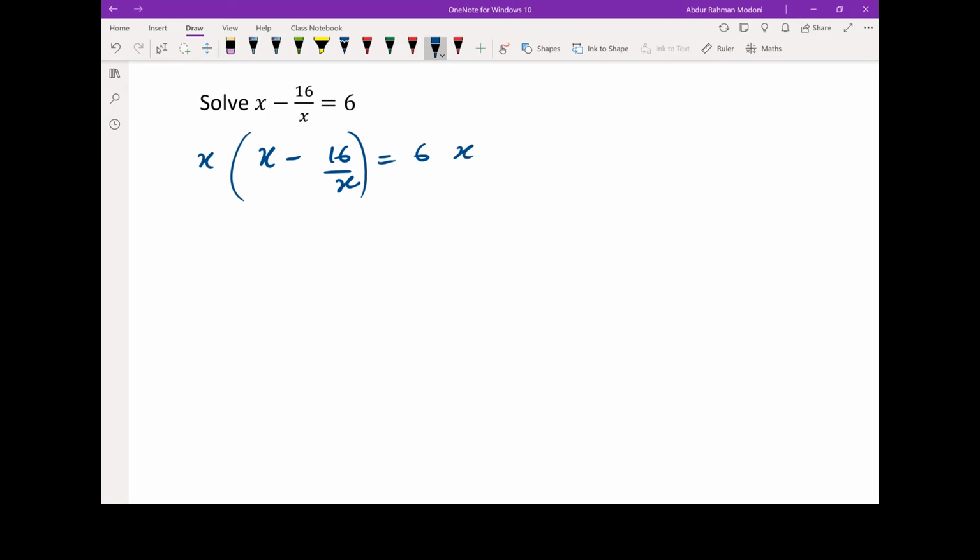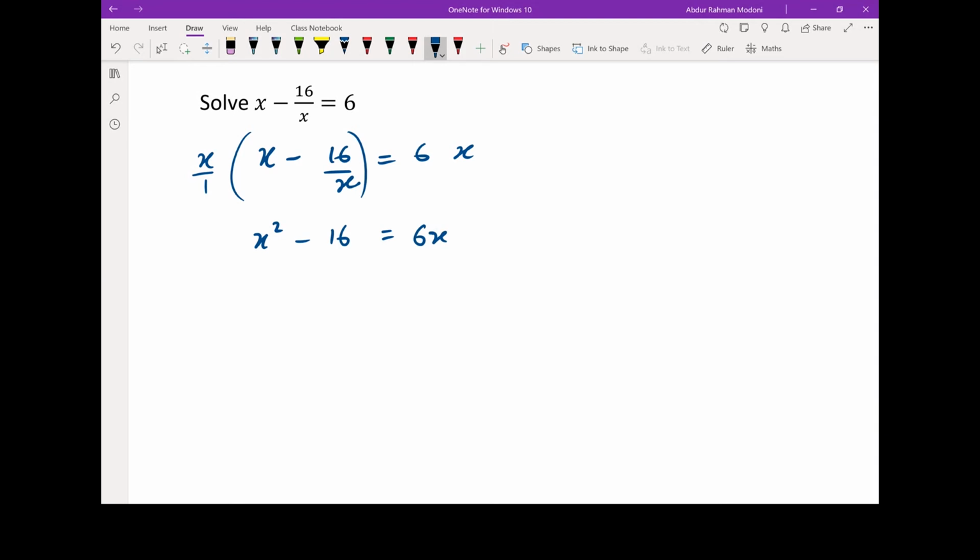So all of the left-hand side I'm going to multiply by x, and all of the right-hand side I'm going to multiply by x. If I multiply all of my left-hand side by x, if you want to think about it, this is the same as x over 1. So I have x times x, which is x squared. And then I have x times 16 over x, which simplifies to just minus 16. And on the right-hand side, I'm left with 6x. It's now looking a bit familiar. It looks like a quadratic because we've got the square on it.